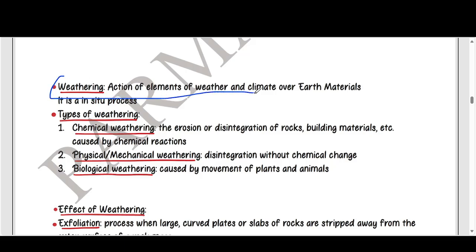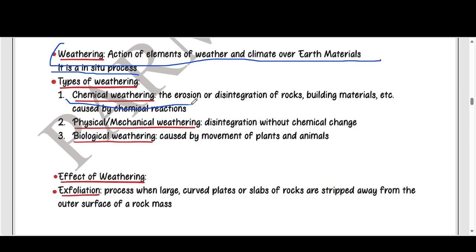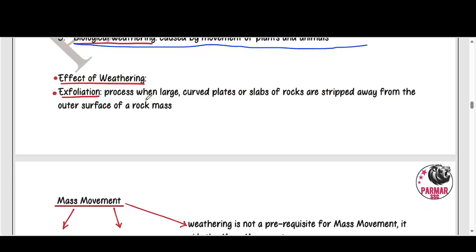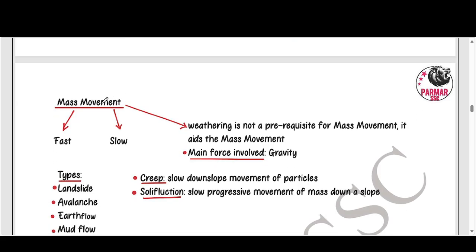Weathering is the action of elements of weather and climate over Earth materials. It is known as in situ. Chemical weathering is the disintegration of rocks and building material caused by chemical agents. Physical and mechanical weathering is disintegration without chemical changes. Biological weathering is caused by the movement of plants and animals. Exfoliation is a process where large curved plates or sheets of rock are stripped away from the outer surface of the rock masses.